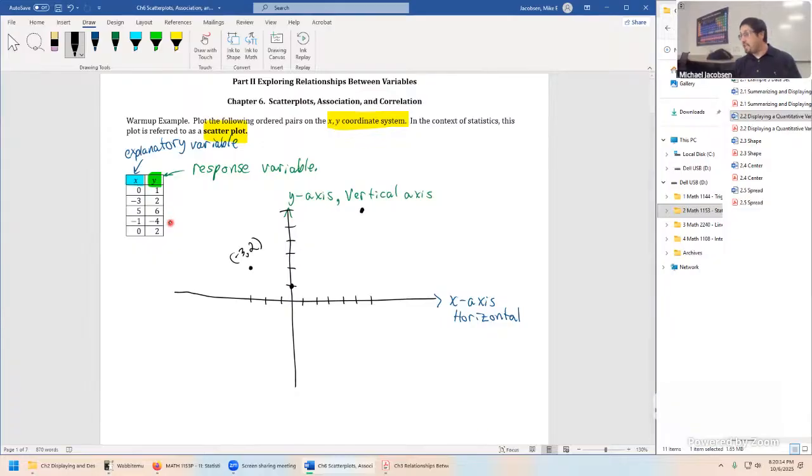Next one is -1, -4. So we're at -1 here, and then -4 would be 1, 2, 3, 4. So another point way down there. Final point is at 0, 2. So here's 0 in the X coordinate, 2 in the Y coordinate. So that would be the point 0, 2.